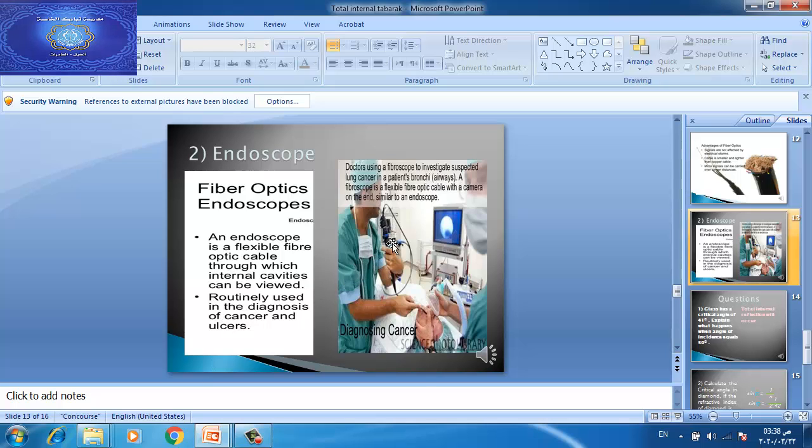This picture shows a doctor using an endoscope. He wants to diagnose a cancer inside the lungs. So this is the endoscope.